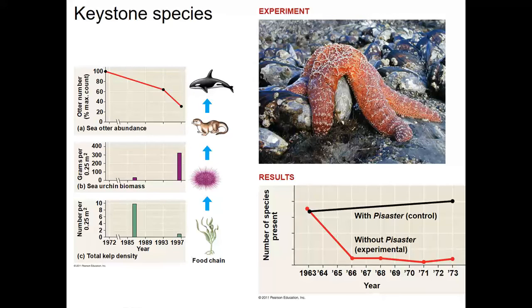So let's talk about the keystone species first. A keystone species has a strong effect despite small abundance.